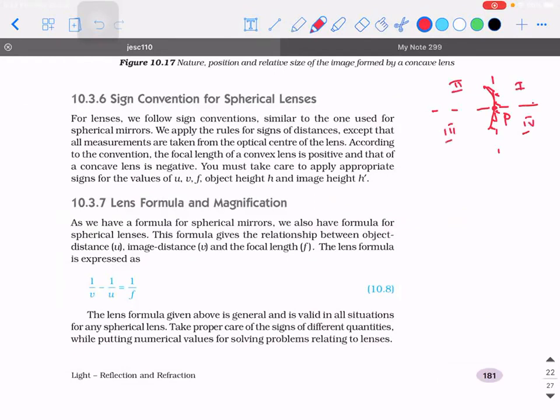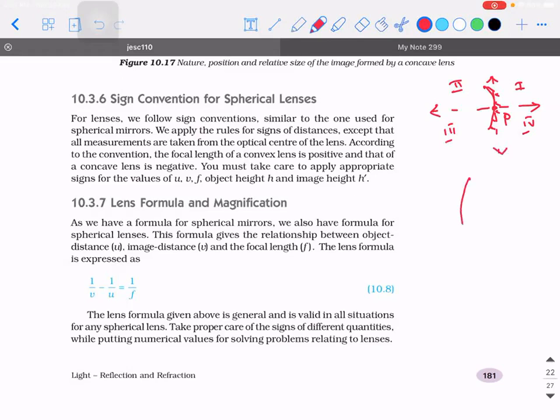Any distance measured on the right of the origin is taken as positive. Any distance measured on the left of the origin is taken as negative. Any distance measured above the x-axis is positive. Any distance measured below the x-axis is negative.